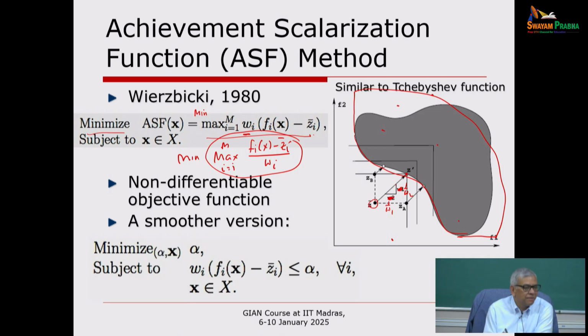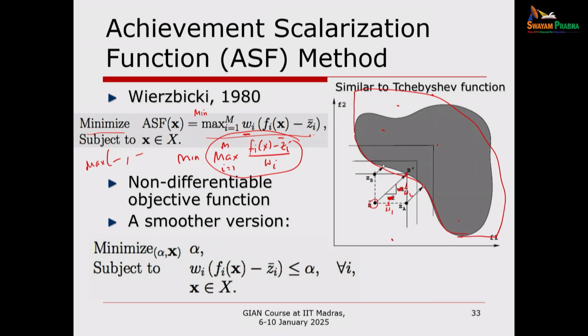Now the max function is in the objective function. So the ASF function is this function, which is my objective function, which has the max function. It's like the max of 2 things, or more than 2 things if you have. So if you have 5 objectives, there are 5 functions like this, each one with 1 f, and you have to take the max of that.